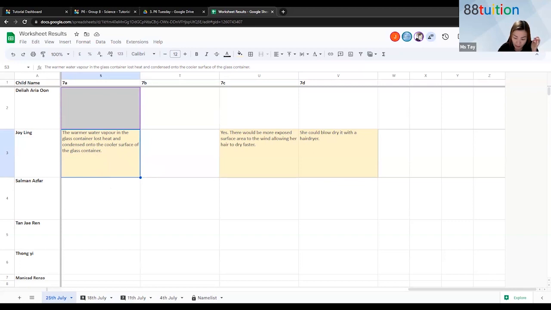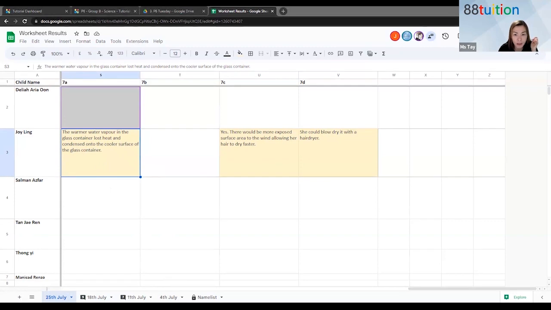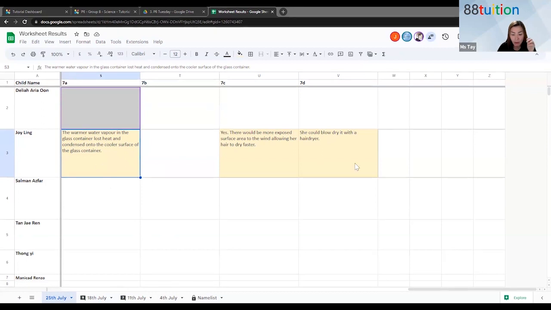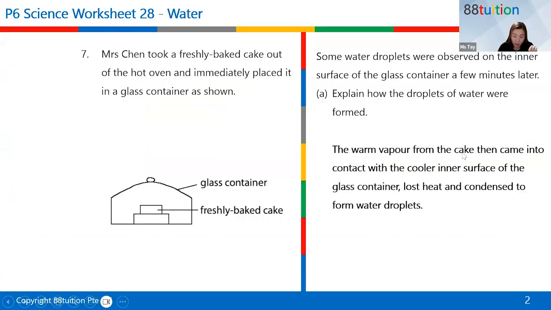If you look at the suggested answer that is being given, all of you can see that. You should have your copy if you have printed it out. If you didn't, let me show you. The suggested answer is this: warm water vapor from the cake came into contact with the cooler inner surface of the glass container, lost heat, and condensed to form water droplets. Similar to mine. The water vapor can be from the cake. You know, cake is moist, isn't it? Especially after it just came out, right?